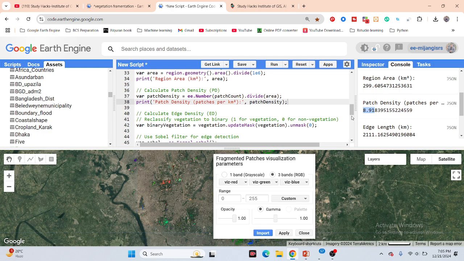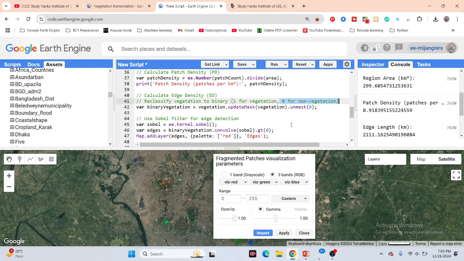Okay, we need to calculate the length. For that, I simply take the vegetation, update the mask for non-vegetation, unmask 0. So basically 0 for non-vegetation, 1 for vegetation. I simply remove all of those, and we apply the Sobel filter for edge detection.